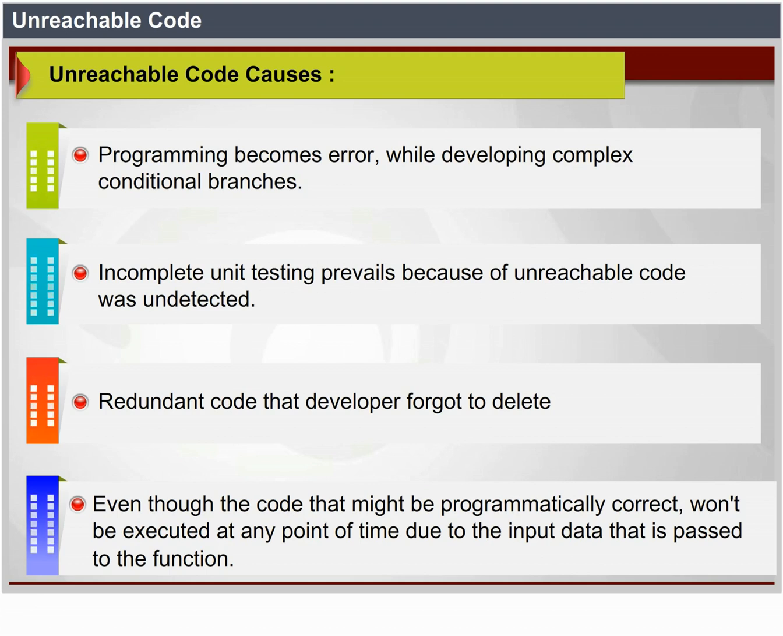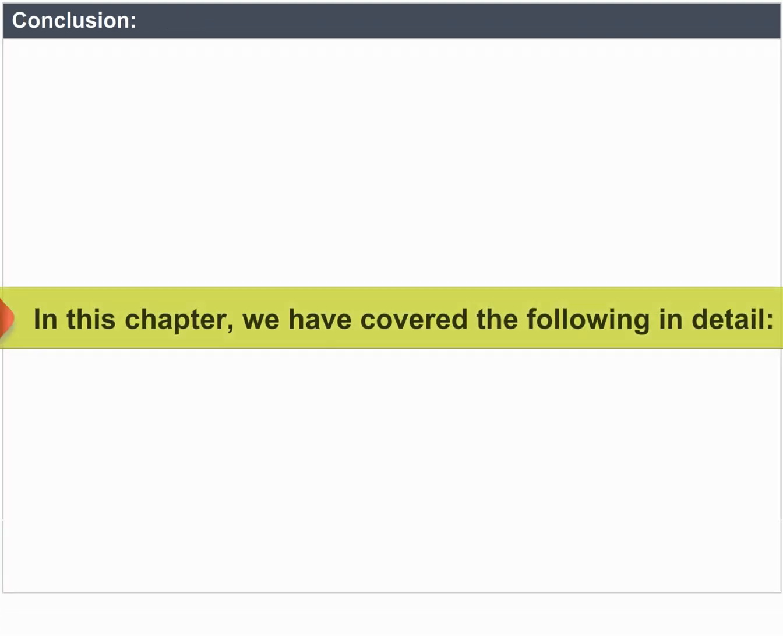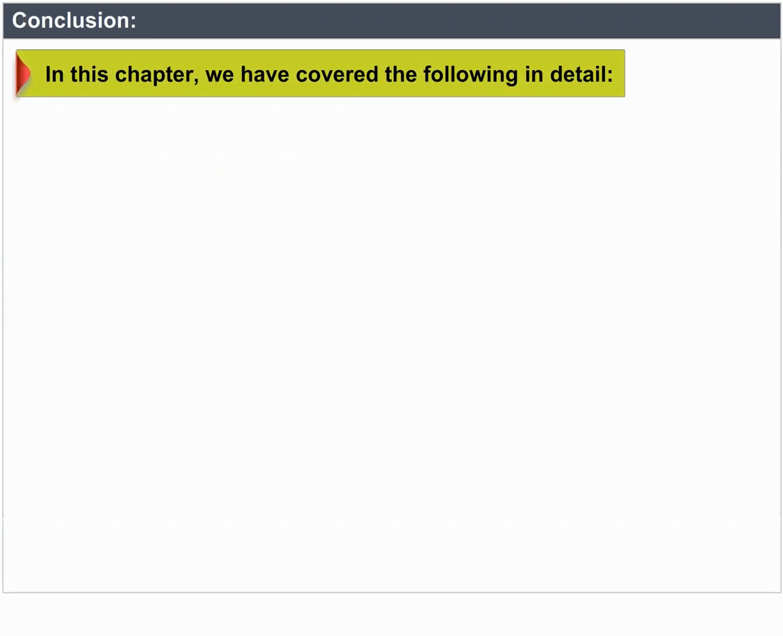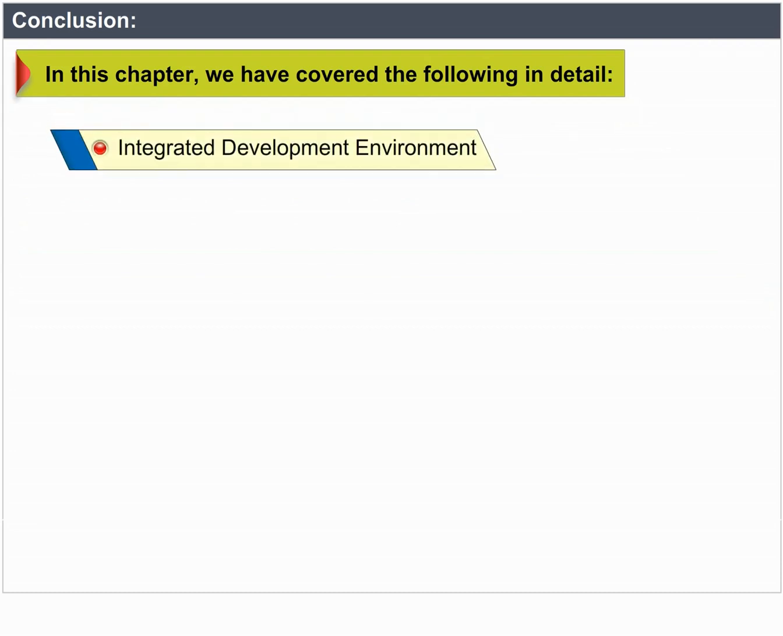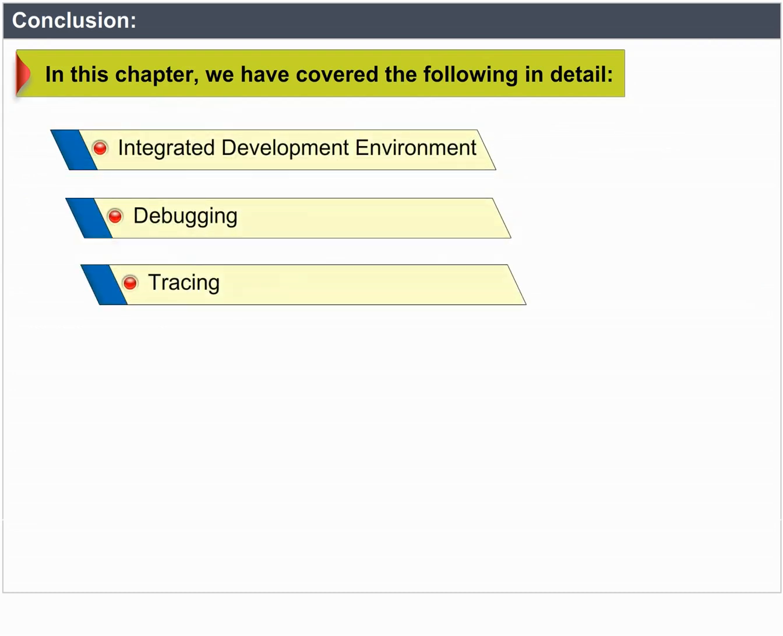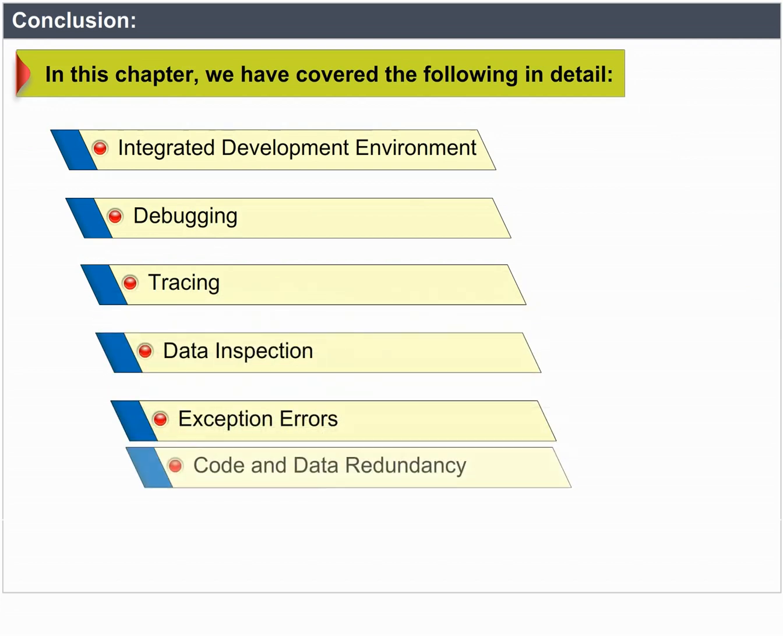Conclusion. In this chapter, we have covered the following in detail: integrated development environment, debugging, tracing, data inspection, exception errors, code and data redundancy, unreachable code.